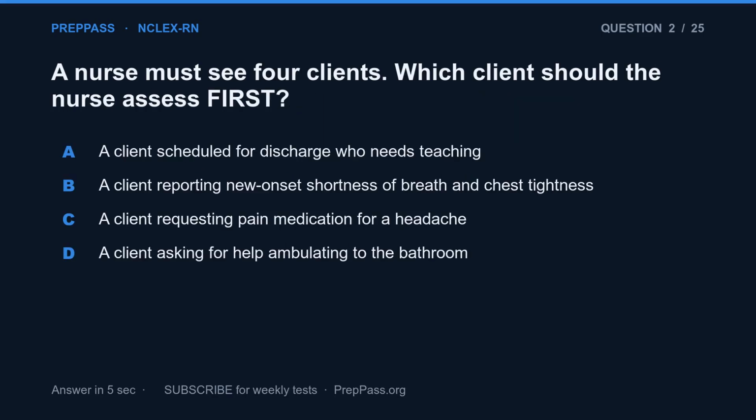Question 2. A nurse must see 4 clients. Which client should the nurse assess first? A. A client scheduled for discharge who needs teaching. B. A client reporting new onset shortness of breath and chest tightness. C. A client requesting pain medication for a headache. D. A client asking for help ambulating to the bathroom.